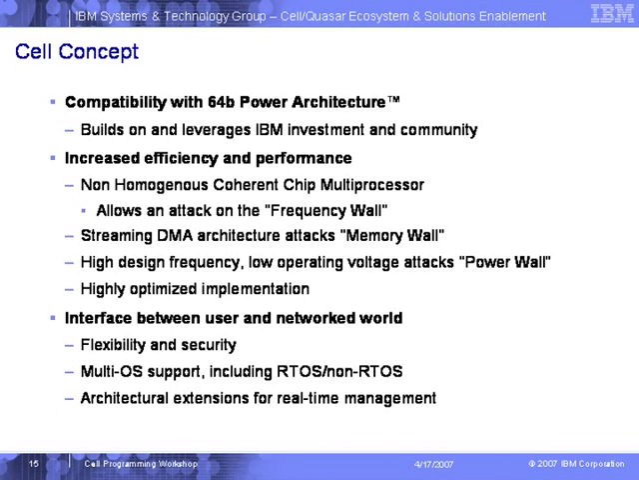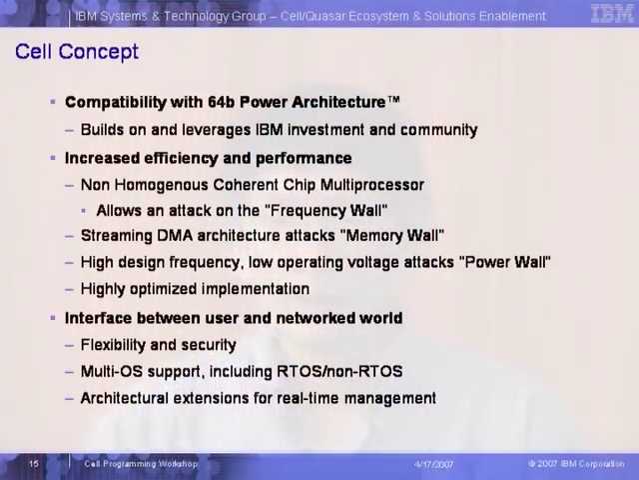So we build the 64-bit PowerPC so we can leverage the applications and also the investment that IBM and the partners have put in for the past many, many years. This is the Power tree, which went back like 15 years before, right? And we increase the efficiency and performance, going to a non-homogeneous coherent chip multiprocessor. Okay, we have 9 cores.